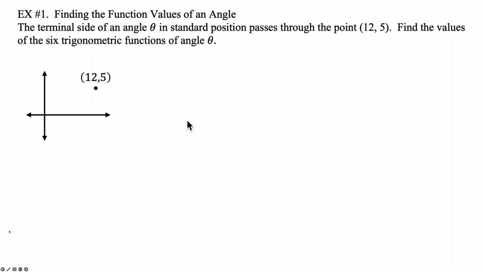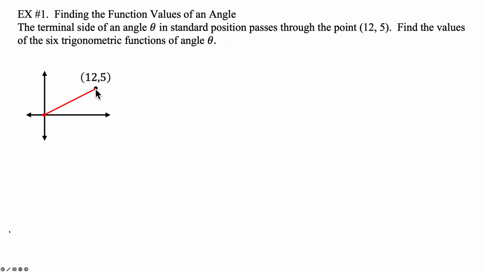All right, example 1. Find the function values of an angle. The terminal side of an angle theta in standard position passes through the point (12, 5). Find the values of the 6 trig functions of angle theta. Okay, so here's my (12, 5). Here's my initial side. So here's my terminal side.